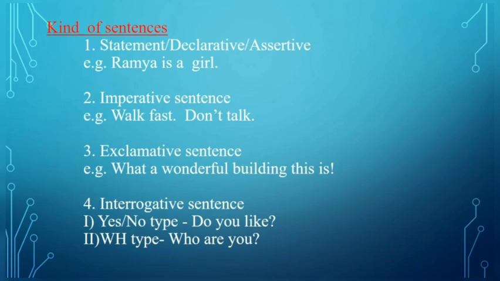And next, the third one, exclamatory sentence. You see this example: what a wonderful building this is. It ends with an exclamation mark. If you see an exclamation mark, that is an exclamatory sentence. And next, interrogative sentence. There are two types of interrogative: yes or no type and WH type. The yes or no type always starts with an auxiliary verb. Do you like? And the WH type starts with a WH question word. So, who are you? First, we should know the kind of sentence before changing direct speech into indirect speech.